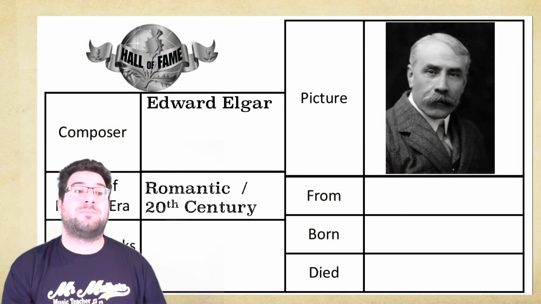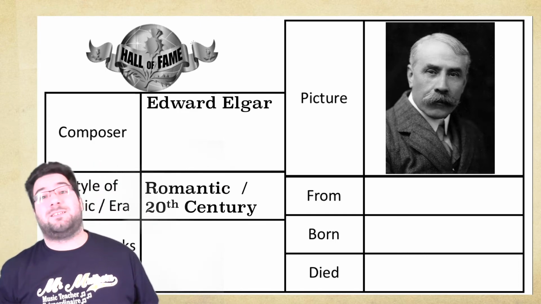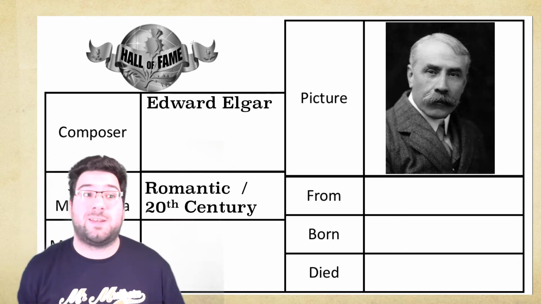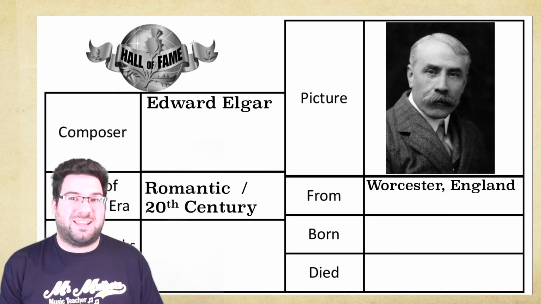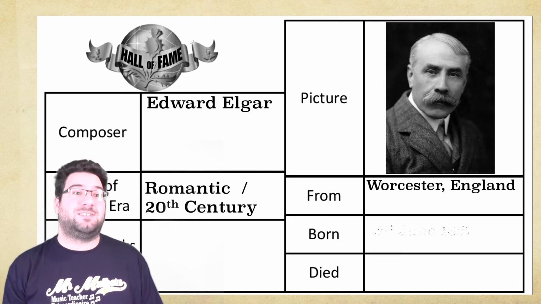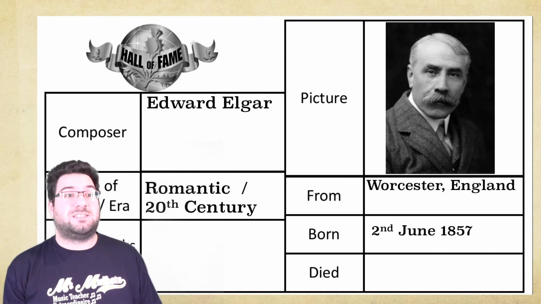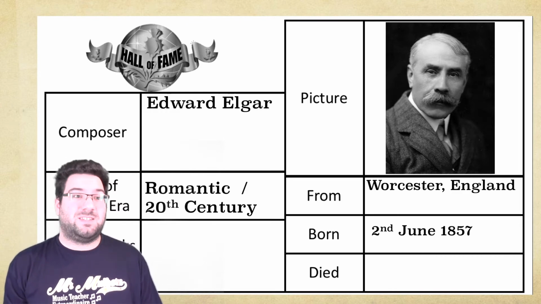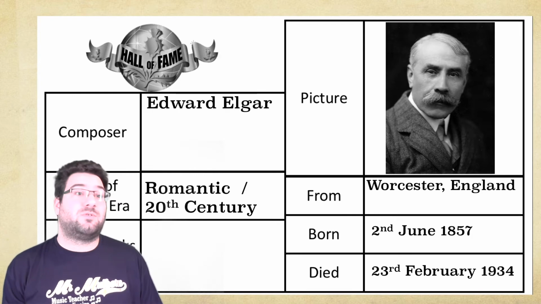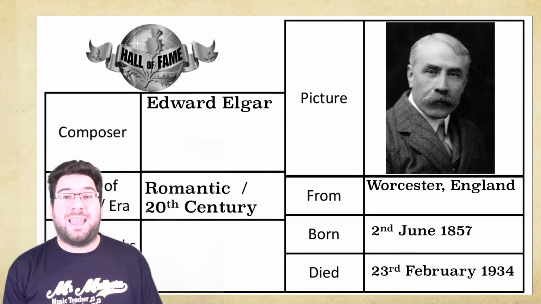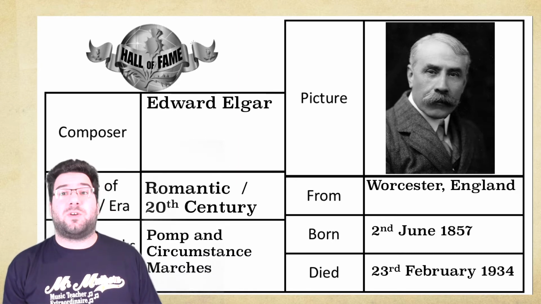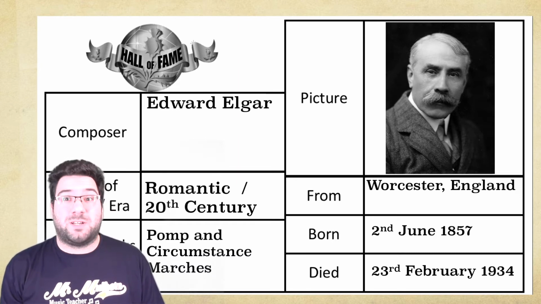Edward Elgar composed during the late Romantic period and the beginning of the 20th century. He's from just outside of Worcester in England, in a tiny little village. He was born on the 2nd of June 1857 and died on the 23rd of February 1934. He composed loads of great music, some of which you will have heard of.